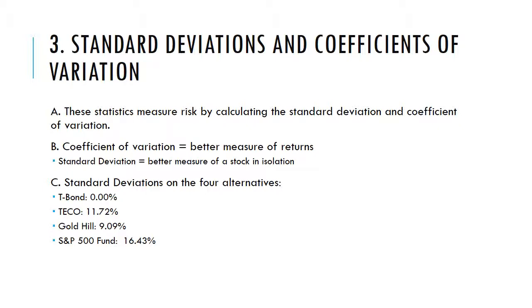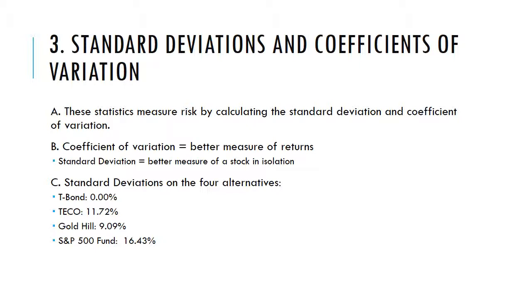And coefficients of variation. These statistics measure risk by calculating the standard deviation and coefficient of variation. The coefficient of variation is the better measure of returns, while the standard deviation is the better measure of a stock in isolation. When compared, the alternative with the highest standard deviation is the S&P 500 fund with 16.43% and the highest rate of return.